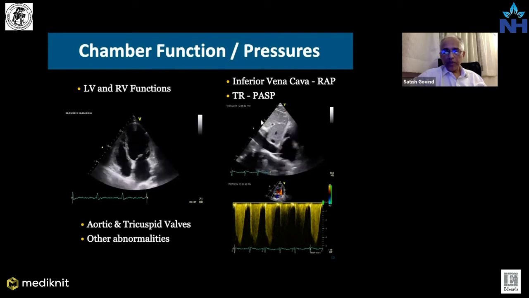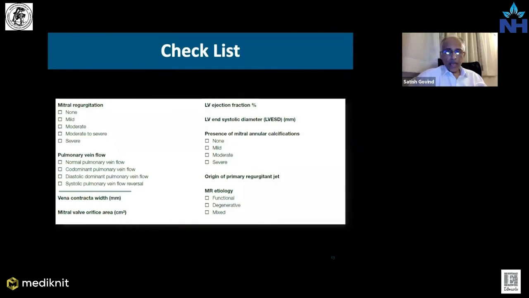And then lastly, look at the pressures, both the right atrial pressure as well as the pulmonary artery systolic pressure. Then you have this checklist, which you can tailor for your own approach, and this summarizes the assessment.